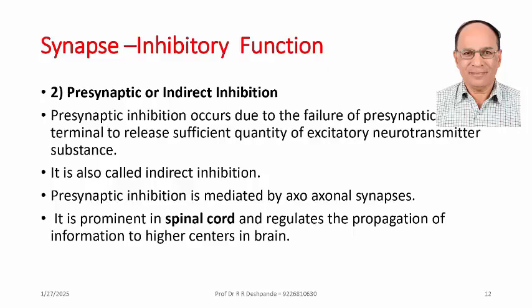Negative feedback inhibition, slide number 13. Just wait and we will try to understand what is there. Negative feedback inhibition is the type of synaptic inhibition, that is very clear. But the main cause of this inhibition is Renshaw cells. These are the specific cells. We will see the details of that.